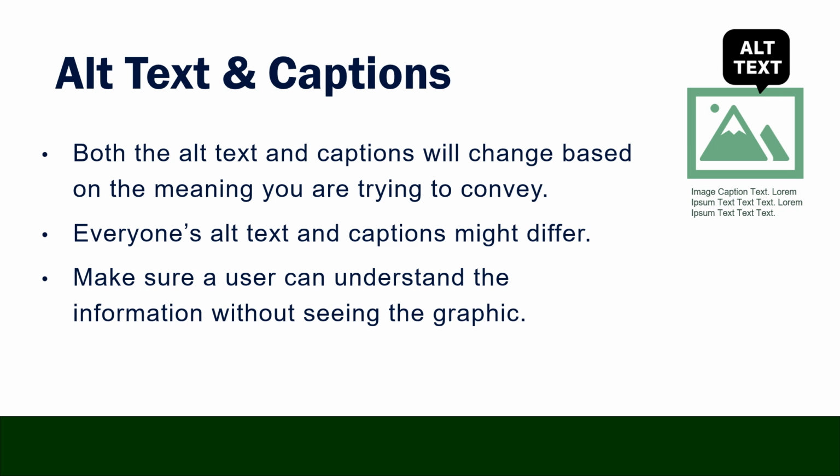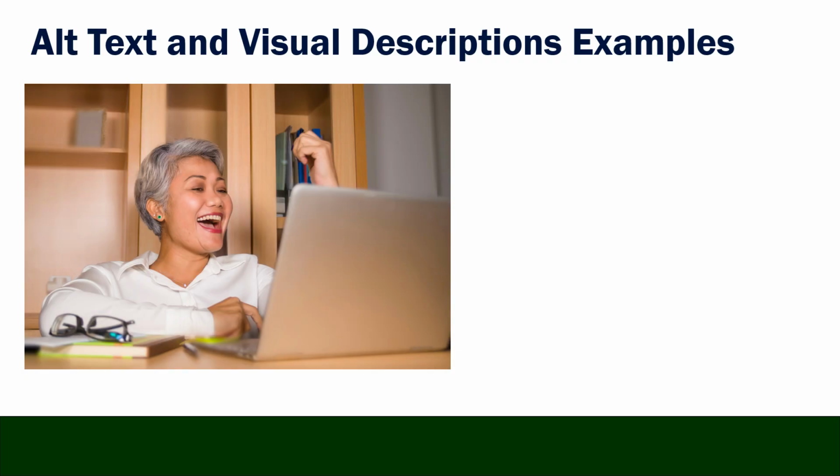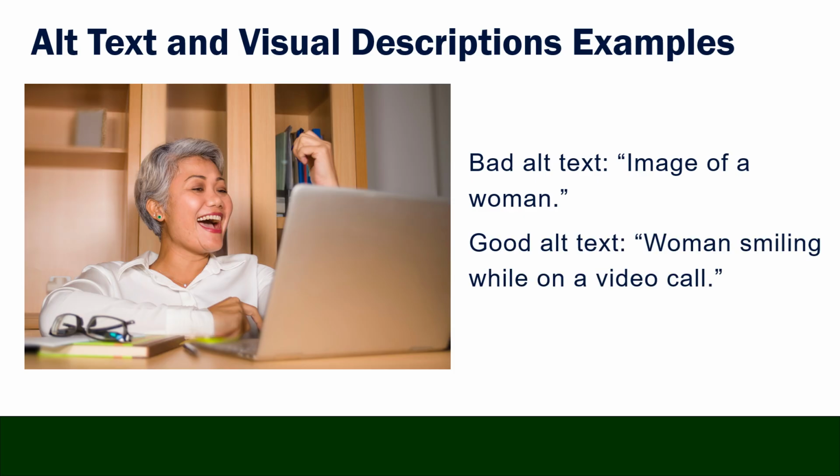Now let's look at a few examples of alt text and visual descriptions. Here you see a photo that is primarily decorative. It's a woman smiling at her laptop. Bad alt text might be "image of a woman," where good alt text might be "woman smiling while on a video call." This image doesn't need a caption, as it isn't conveying specific or complex information. However, you would want to add a caption if it were a specific woman and you were highlighting that information. For example, Senator Raines on a video call with constituents.